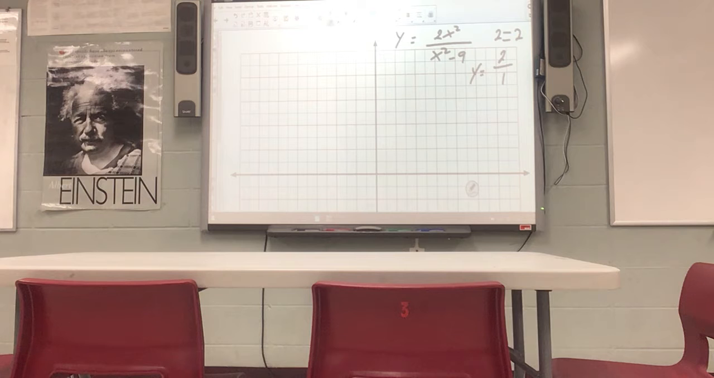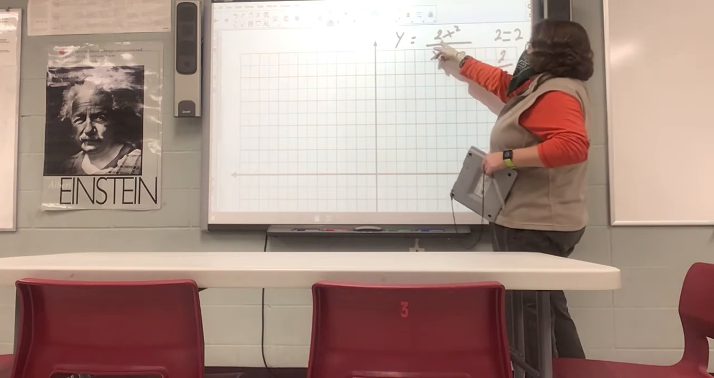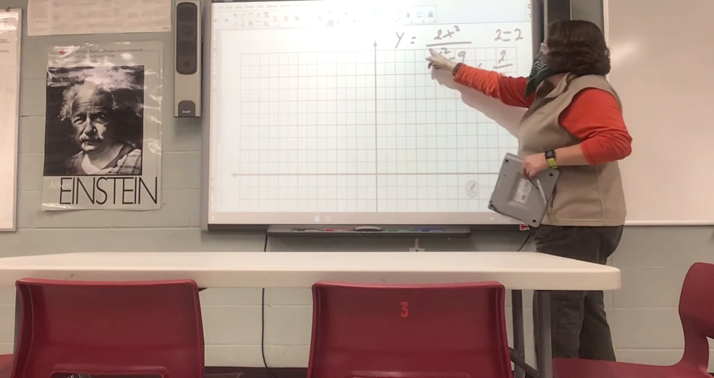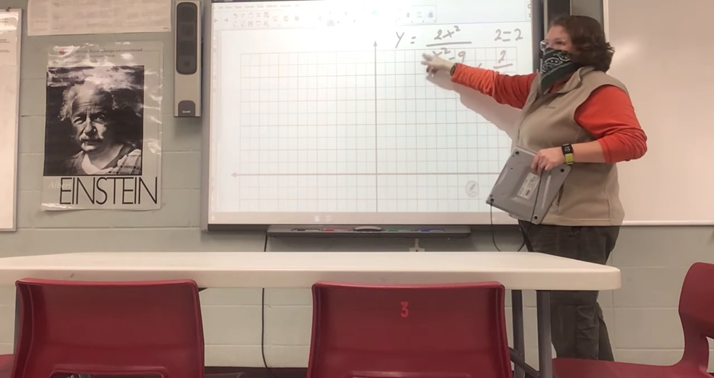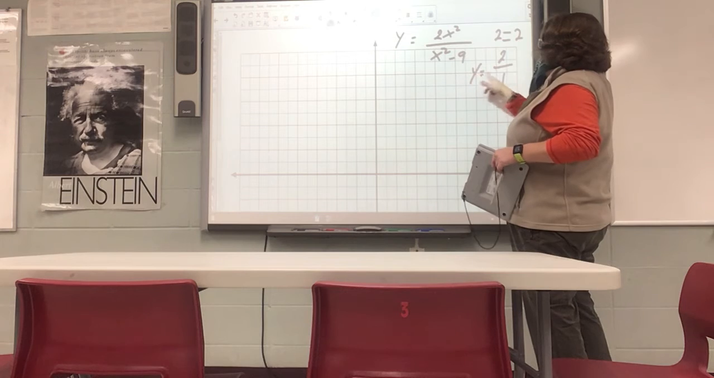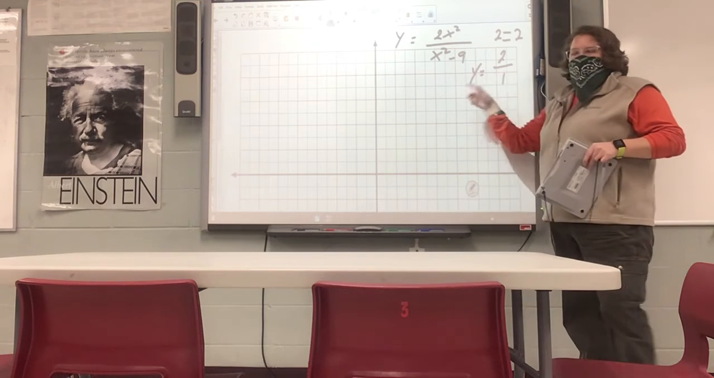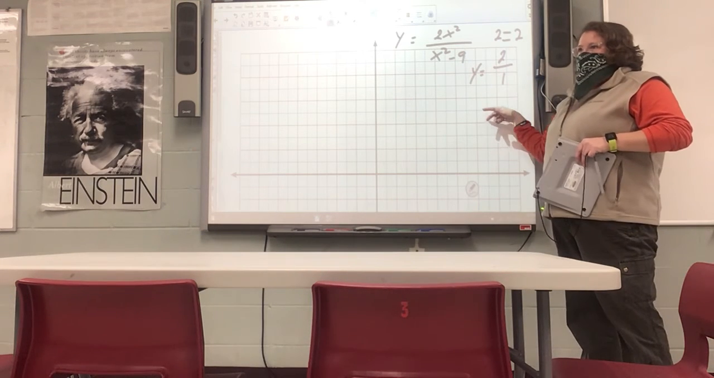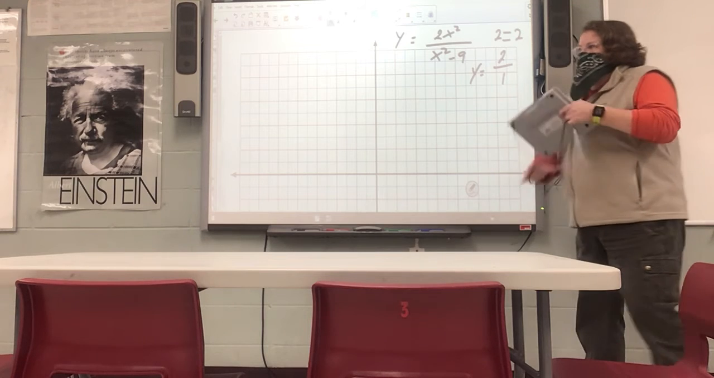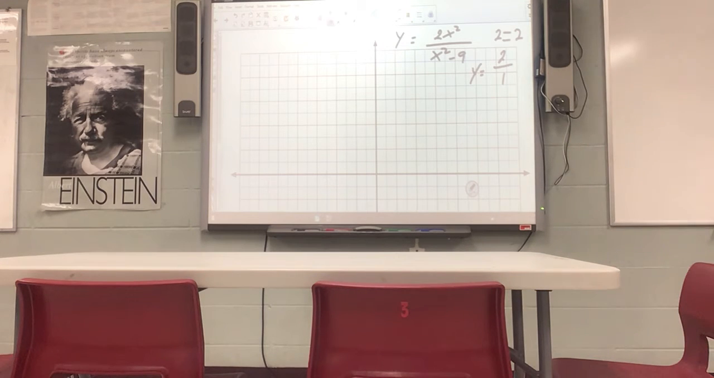Okay, let's digest all that I just said. The coefficient of the numerator is a 2. The coefficient of the denominator is a 1. 2 over 1, so we're going to have a horizontal asymptote at y equals 2. So I'm going to go up to 2, and that's where I'm going to draw that dotted line.